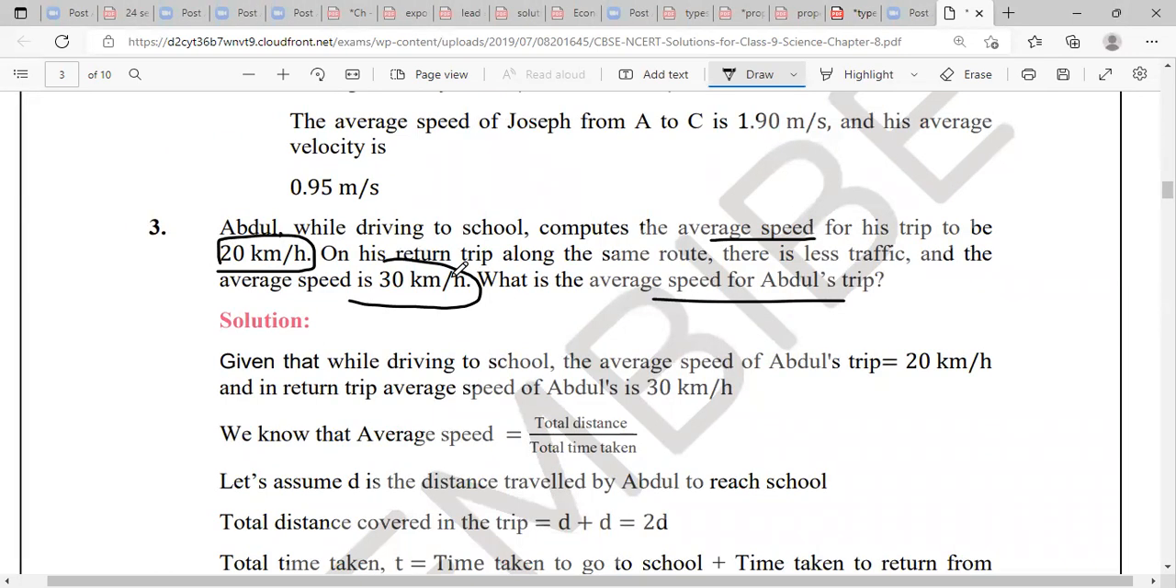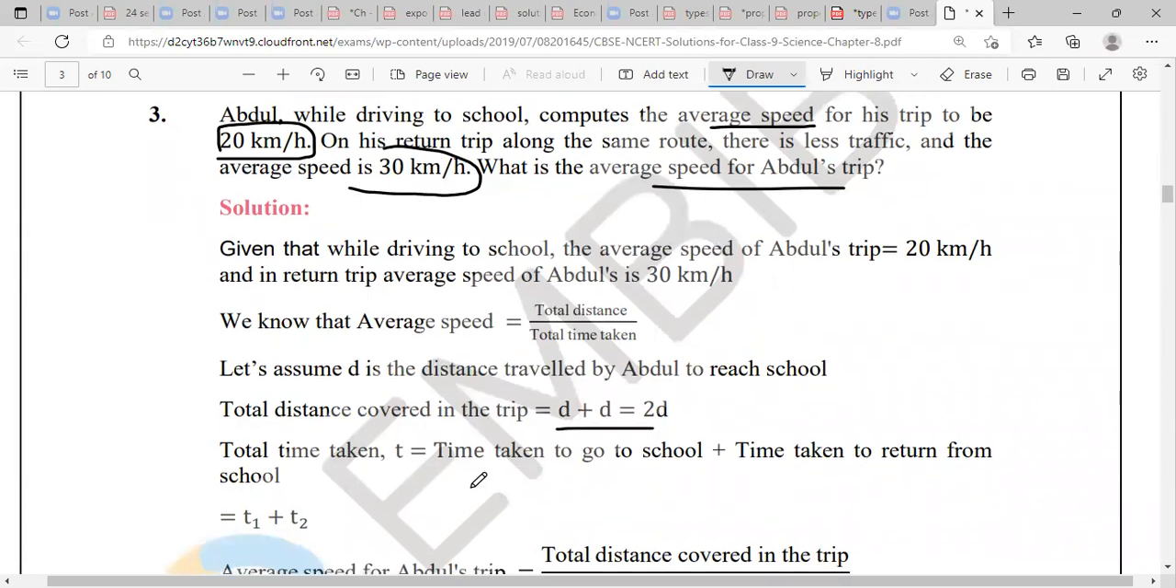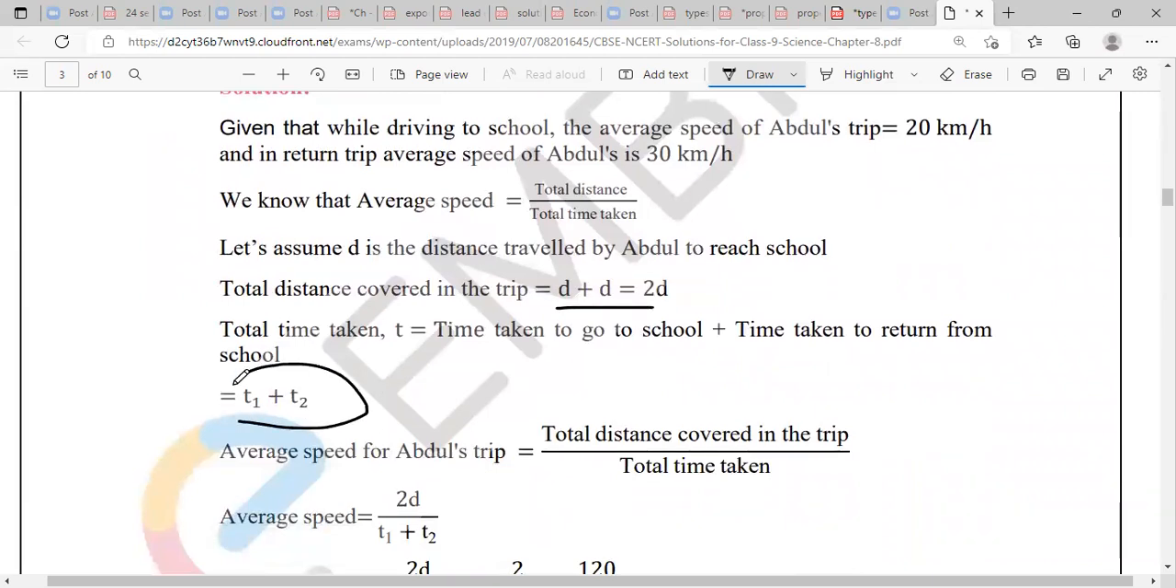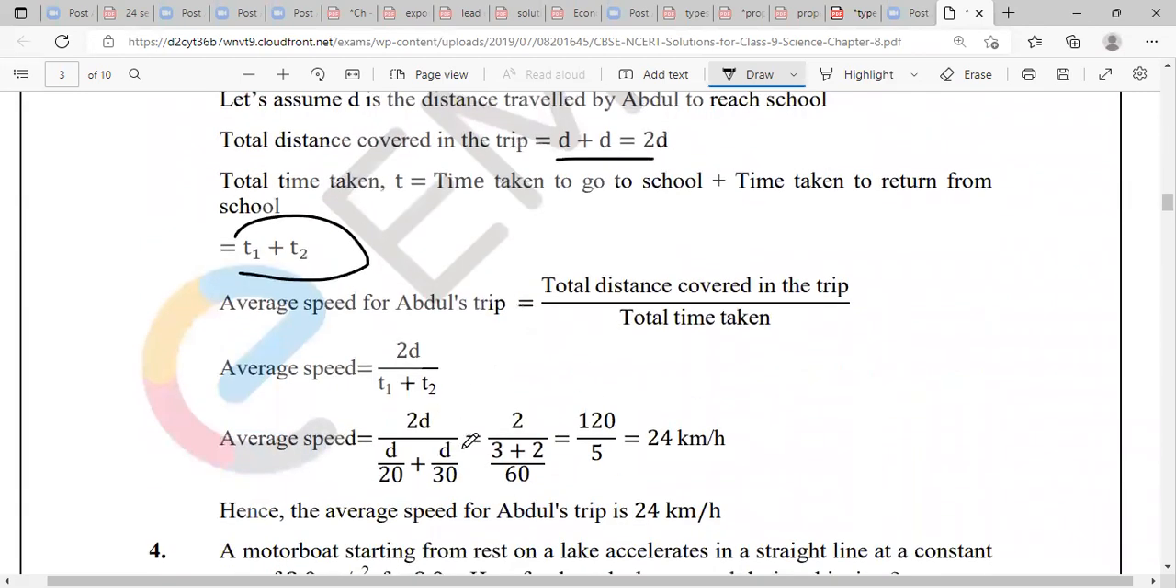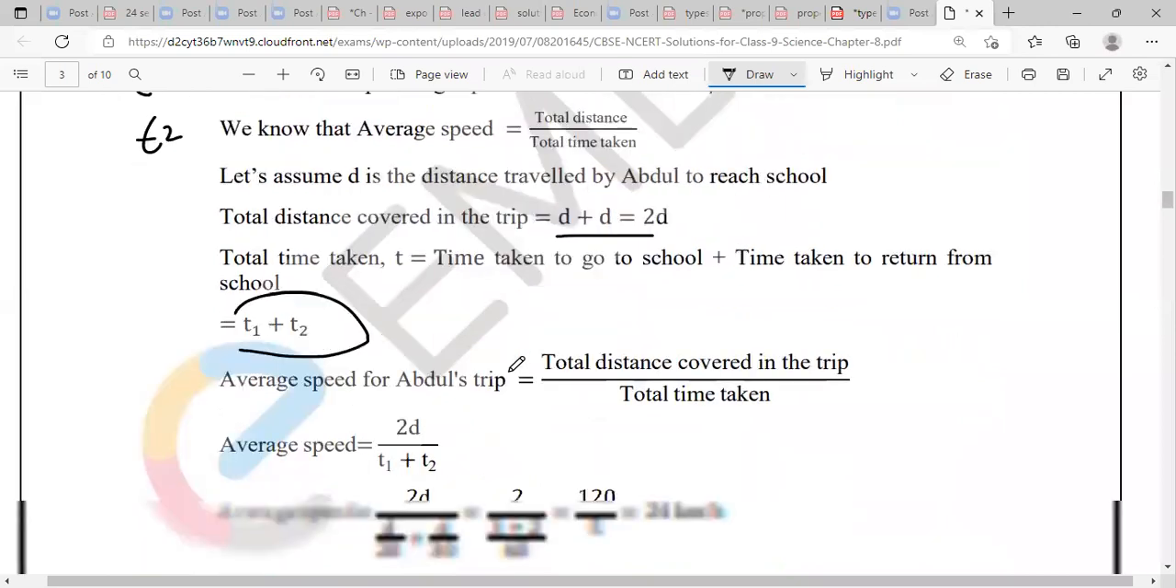Okay. So first of all, average speed is total distance divided by total time taken. So D plus D, 2D, and time taken plus time taken, T1 plus T2. So you'll just put it in the formula and you'll get the answer. Here nothing is given, only average speed is given, right? So you will take distance D plus D, first distance, second distance, and times T1 and T2. Clear? You'll just put it in the formula and you'll get the answer.